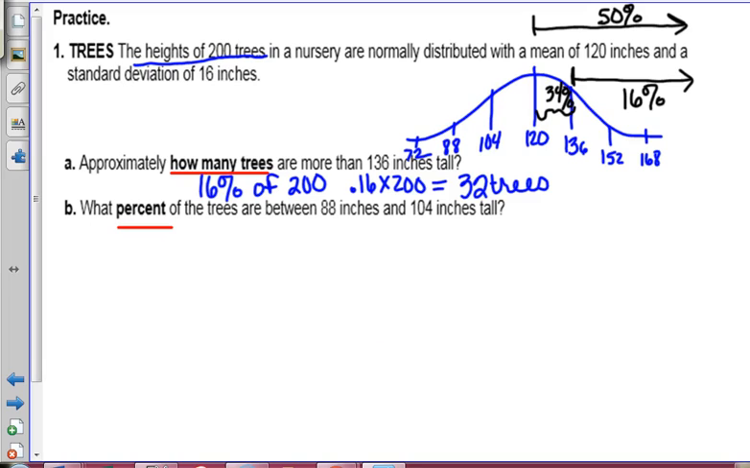Okay. What percent of the trees fall between 88 and 104? That's this little section in here. How do you want to figure that out? Well, it might be written on your reference sheet, I don't know. But this is 2 standard deviations, right? What's the total of 2 standard deviations? 95%. Okay.